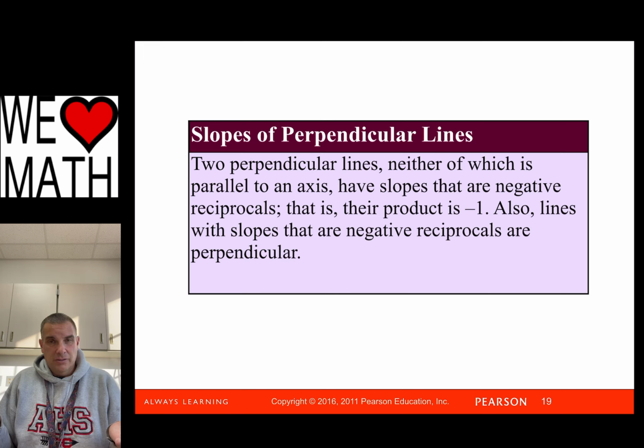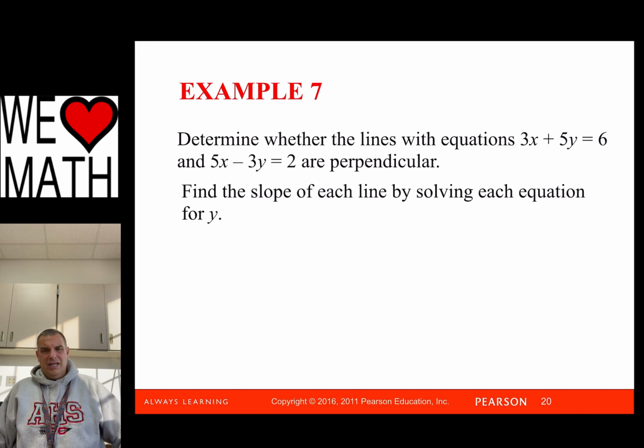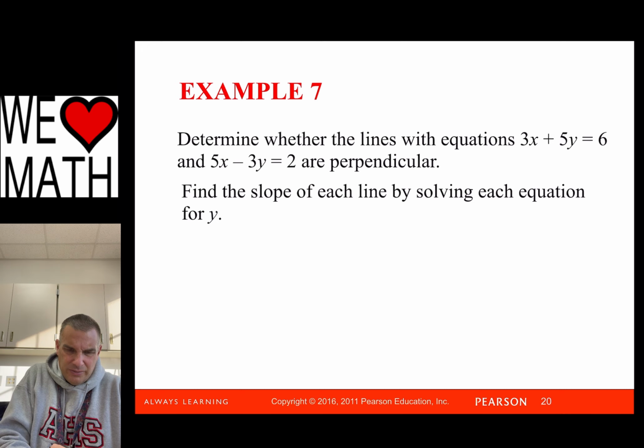Then they're perpendicular to each other. If you can't do that, they're not perpendicular. Mathematically, you multiply them together and they equal -1. That's what that says. Okay? So let's determine whether these are perpendicular lines. They give us a little bit more to do with this one.